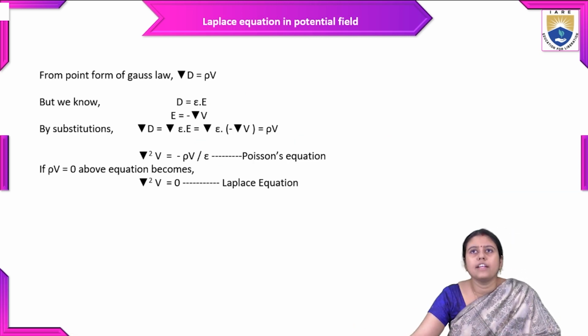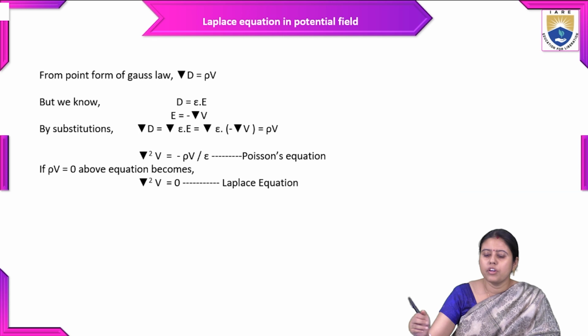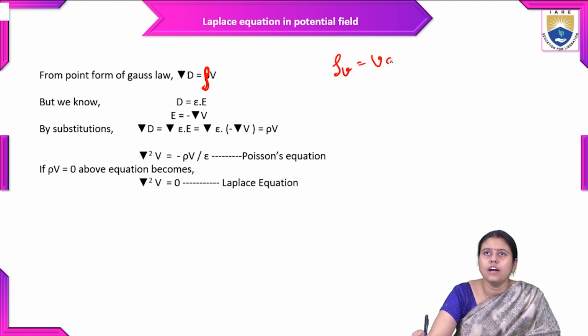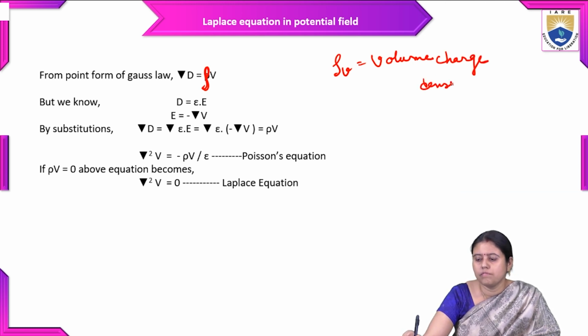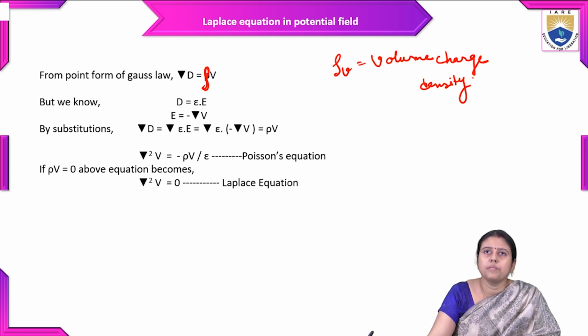Next, calculate the Laplace equation in the point form. From the point form of the Gauss law, we got grad dot D is equal to rho v. What is rho v? Rho v is nothing but the volume charge density.